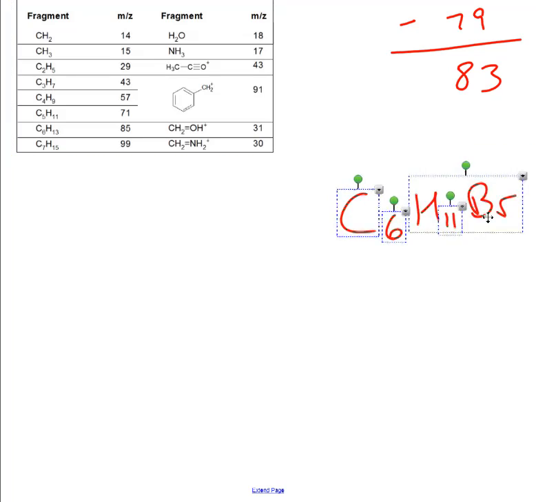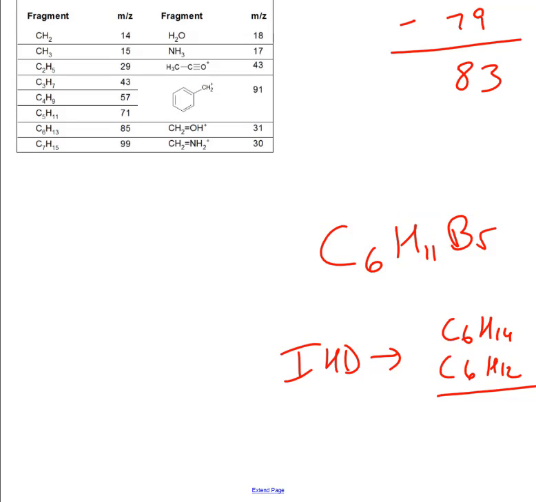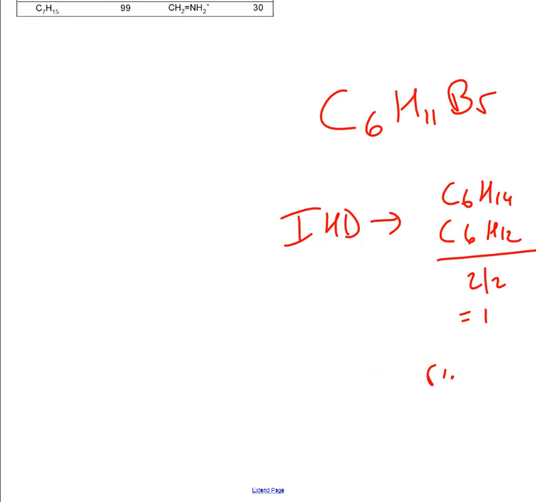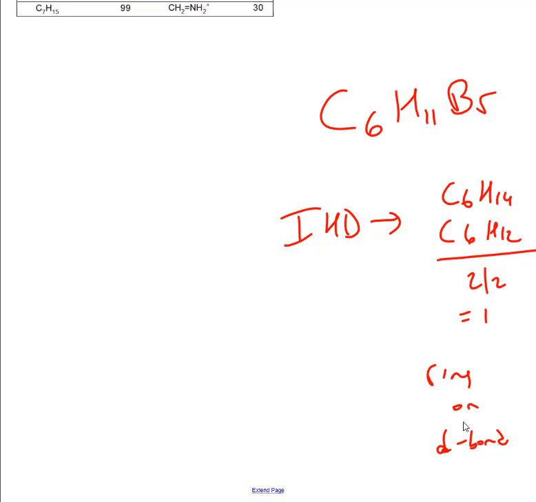So now what? Well, okay, here's the thing. Our IHD tells us that if we have C6H11 plus Br's H12, right? So it's C6, it should be H14. We have C6H12. Remember, halogen, you add 1 to the H count. So we have that 2 divided by 2 equals 1. So we have either a ring or a double bond, right? That's what we're dealing with. So I hope this is clear how I use this to get to my number. So ring or double bond.